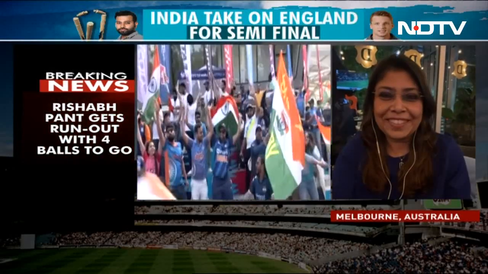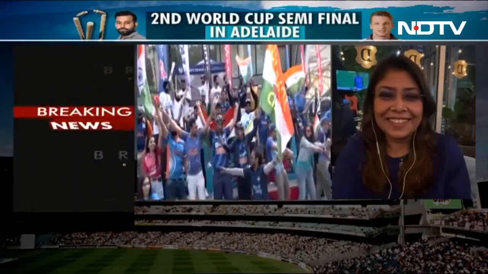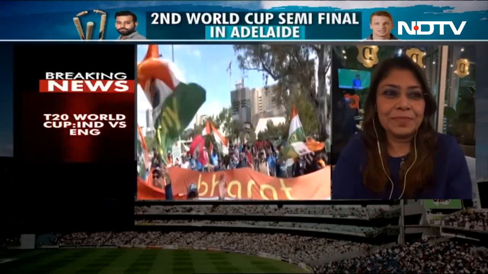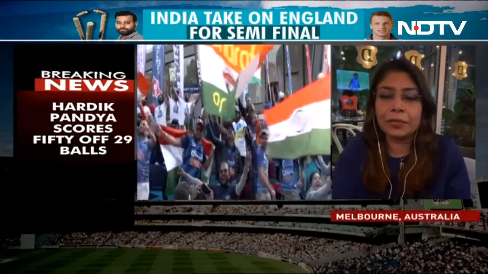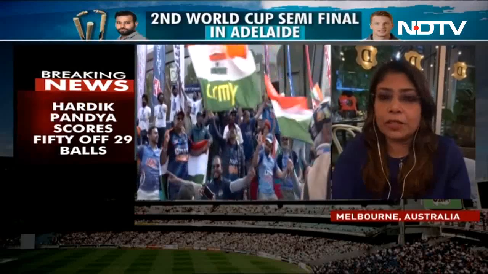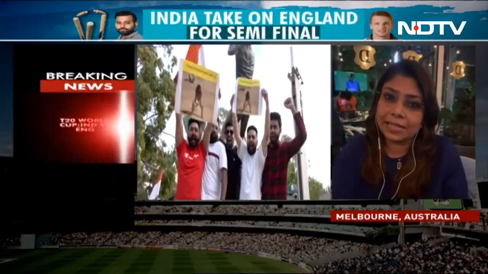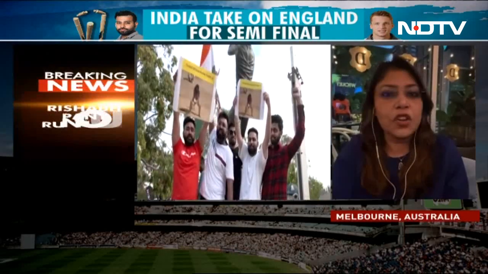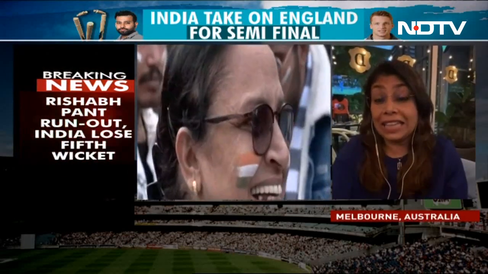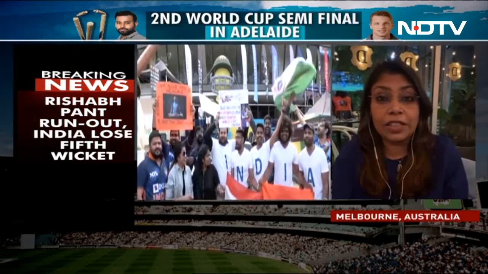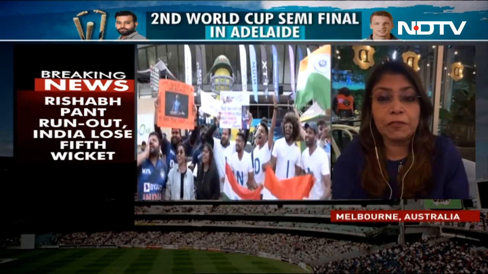Of course, Rishabh Pant getting run out with just 4 balls left to go. And in fact, one more wicket. Hardik Pandya has also gotten out on 63 right now. 168 for 6 is how much India has scored. So England has to score 169 to win that knockout game. Well, this is an India versus England knockout in the ICC World Cups after 35 long years.